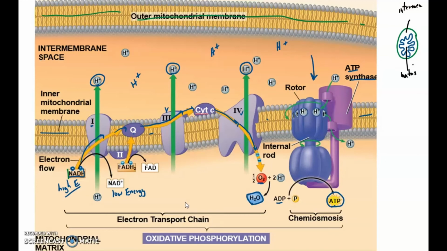So that's very complicated. There's a lot going on here. But the important things are that we start with a high energy molecule. We end with low energy as it goes in small steps down the energy gradient. And we make a chemical gradient that can then power the ATP synthase.